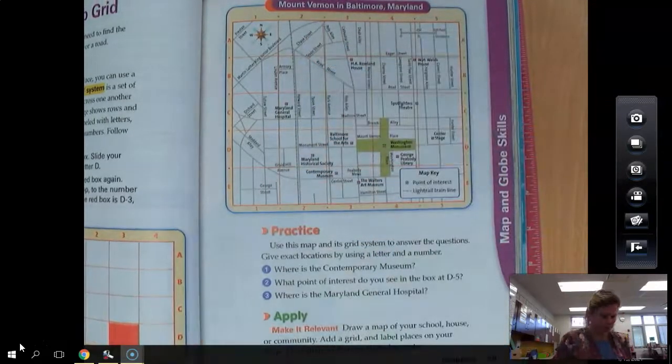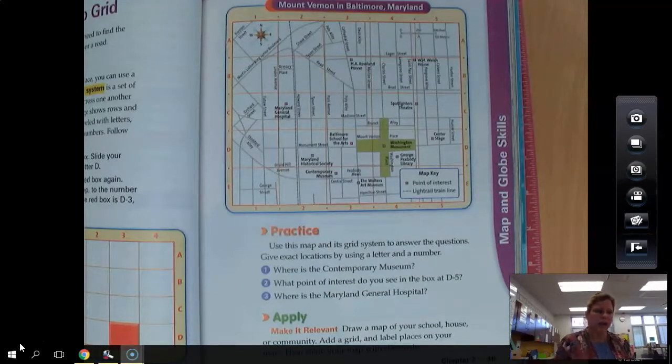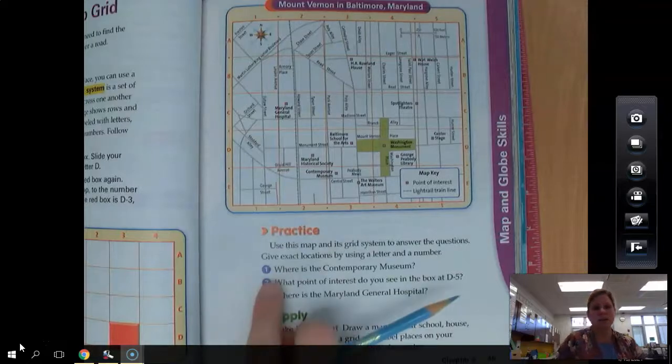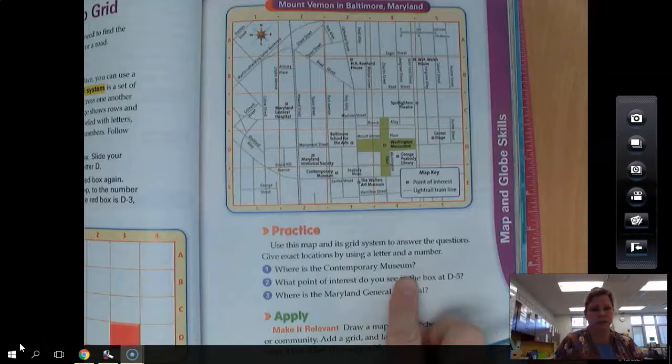Very good. Okay, so we're going to look at these questions down at the bottom. We're just going to practice a few. It says, use the map and its grid system to answer the questions. Give exact locations by using a letter and a number. So let's look at number 1, boys and girls. It says, where is the Contemporary Museum? Where is a Contemporary Museum?